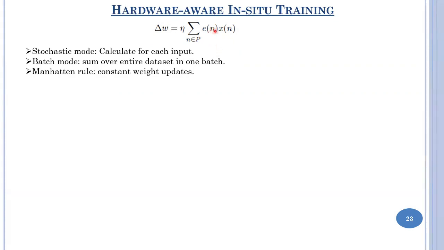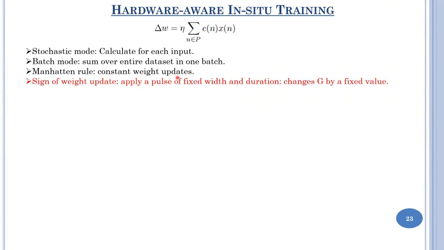So what people propose is, instead of looking at the exact value of this error and product of the error and your input, let us look at the sign of this value, I mean en.xn. If the sign is positive, let us increment the weight by a positive amount. If this sign is negative, let us decrement the weight by the same amount. So in Manhattan rule or resilient propagation, people look at the sign of the weight update. If the sign is positive, you increment the weight by a particular amount. If the sign is negative, you decrement the weight by that particular amount. To do that, people apply a pulse of fixed width and duration, and that changes the conductance value or the weight value by a particular amount.